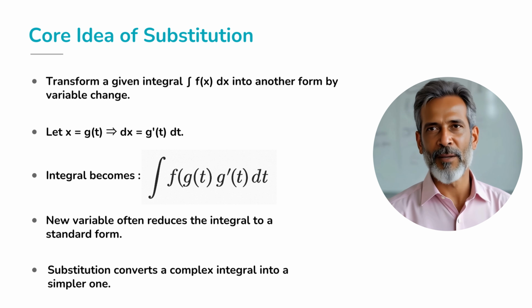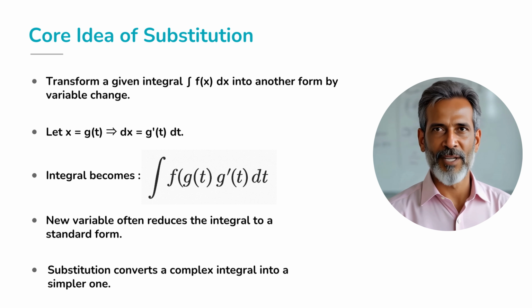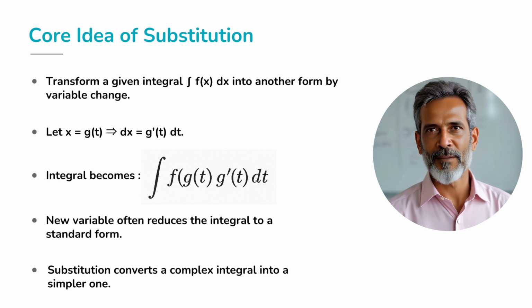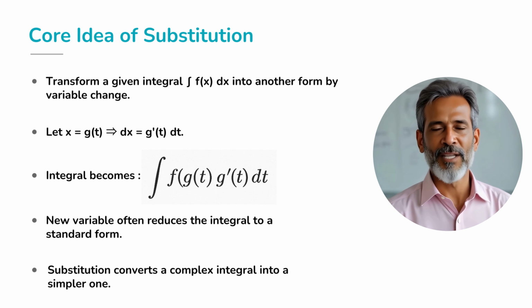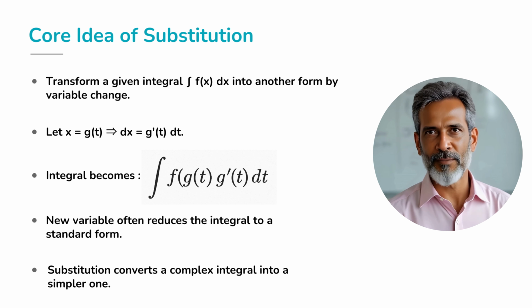The idea is simple: change the variable into something easier. Suppose we have an integral f of x dx. If we let x equal g of t, then dx becomes g dash of t dt. The integral transforms into f of g of t multiplied by g dash of t dt. This new variable often turns a difficult integral into a standard one. Think of it as changing the viewpoint to make the problem simpler.